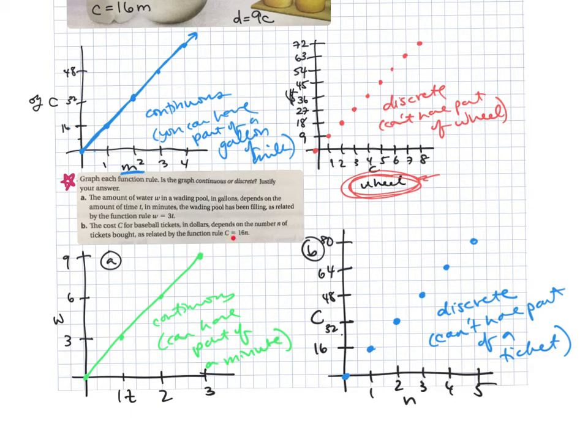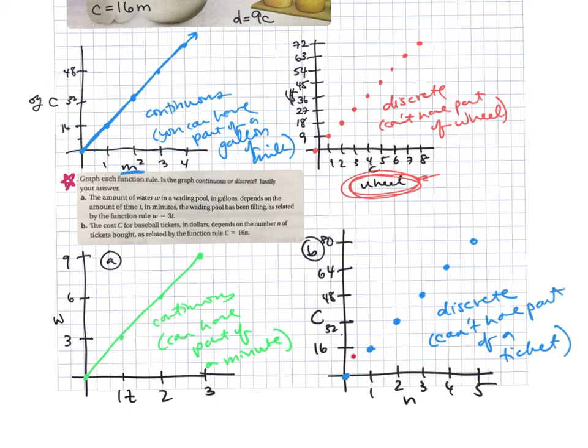For B, it's saying the cost of baseball tickets depends on the number of tickets bought, right? So if every ticket is $16, this is my graph. 0 is 0, 1 is 16, 2 is 32, and so on. Can you have part of a ticket? Here's my half a ticket. Half of my body is going to go to this baseball game, right? No. So that's why when you go to a half, there's nothing there.